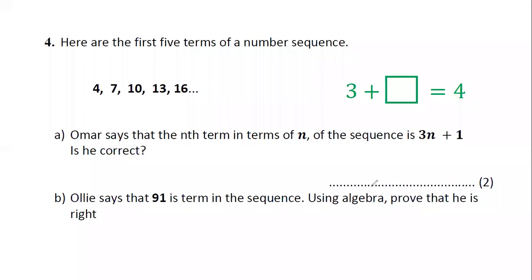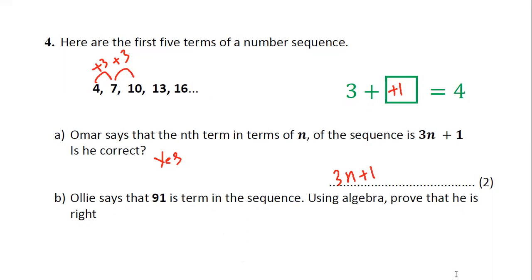Right, let's move to question number 4. I see the term to term rule is add 3 each time, so that's why I'm going to write 3n. Looks like its first part is right. To check that the second part of the nth term is also correct, we write 3, which is the common difference, plus what number gives you 4. So in 3 I have to add 1, so that's why 3n plus 1. So we can say yes, Uma is correct.